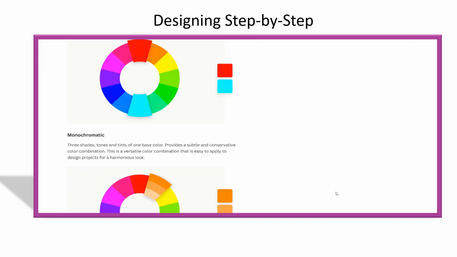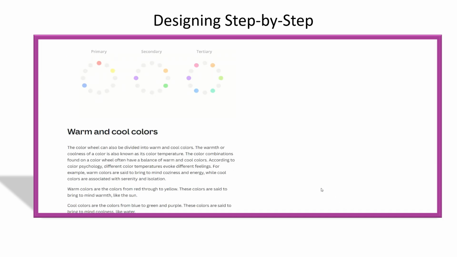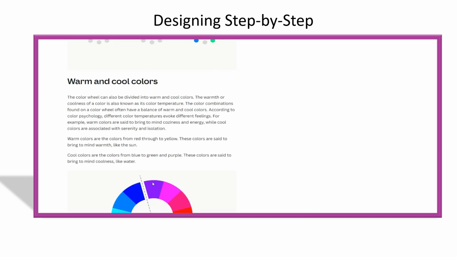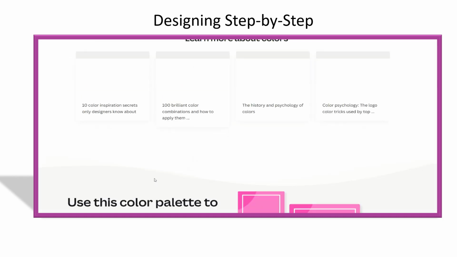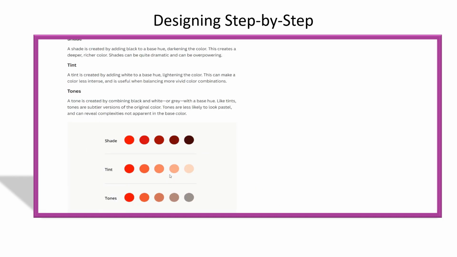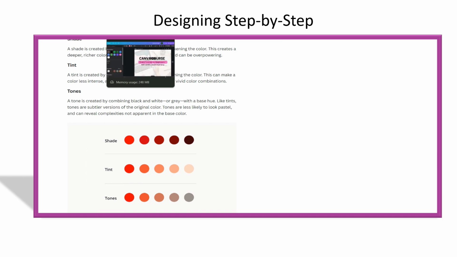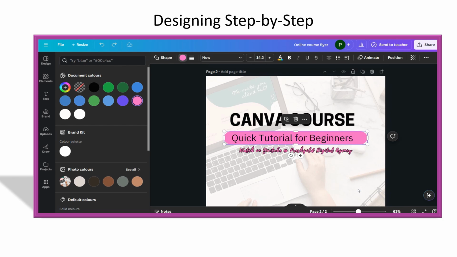We have the color wheel here, we have the color palette, we have different kinds of color tones here. So if you're having difficulty choosing your colors, just come over to a new search bar and find it on Canva. So let's move over to the next thing.